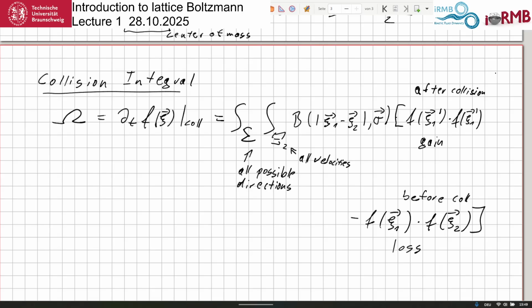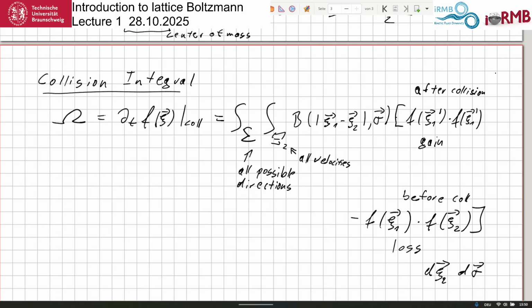And what you could understand here is that two particles collide, so they are put out of this state. You could imagine the particles are destroyed in this state and re-originate in another state. So they disappear where they originally came from, and they re-originate in this other state. So we have to subtract the previous state and add the new state, right? And then we have to integrate this over all the velocities and all the directions.